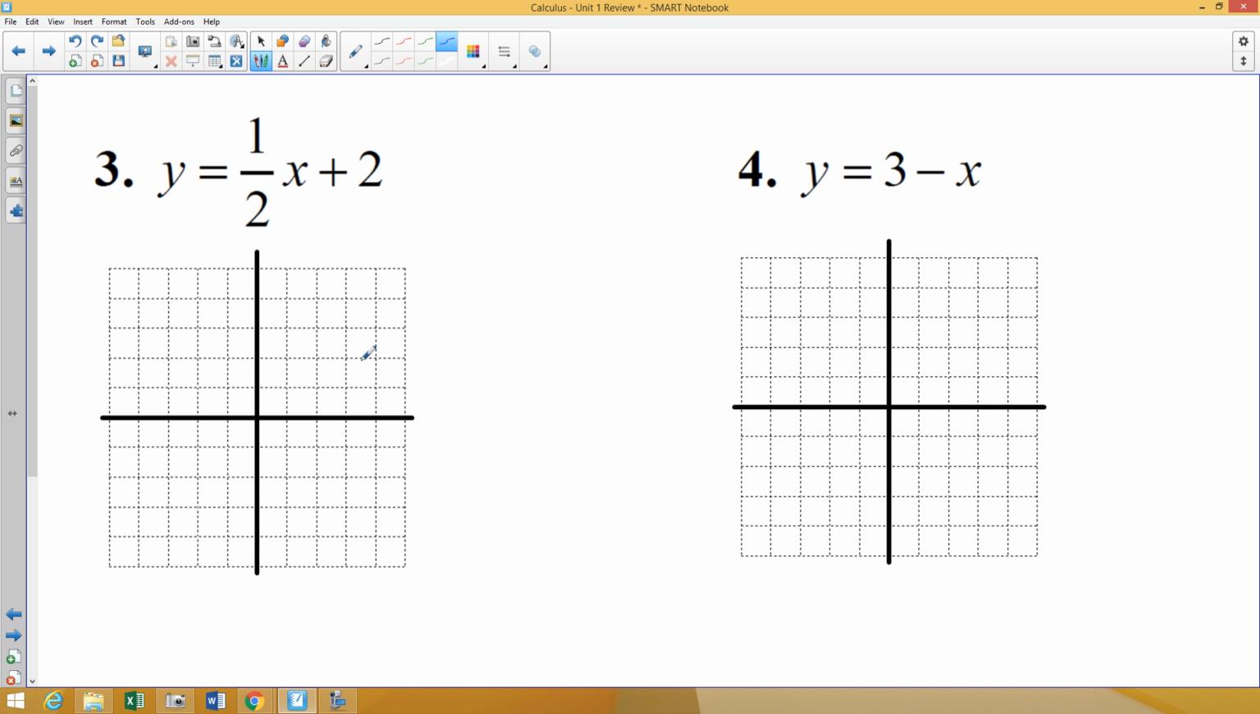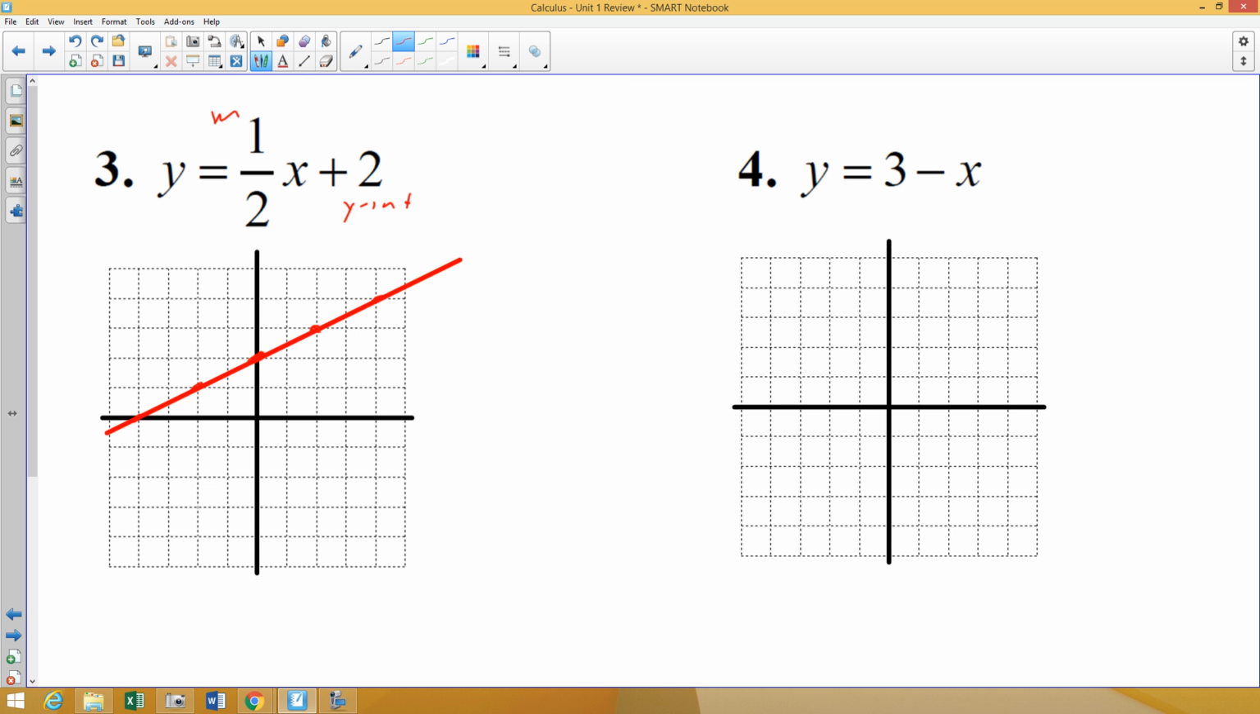Let's go on. Number 3, that is also a line. This is in slope-intercept form, so my y-intercept is 2, my slope is 1/2, so I'm going to start at 2, slope is 1 over 2, so I'm going to go up 1 over 2, up 1 over 2, and I got to go to the left also, down 1 over 2, and then we'll connect that with the line about like that. There we go.